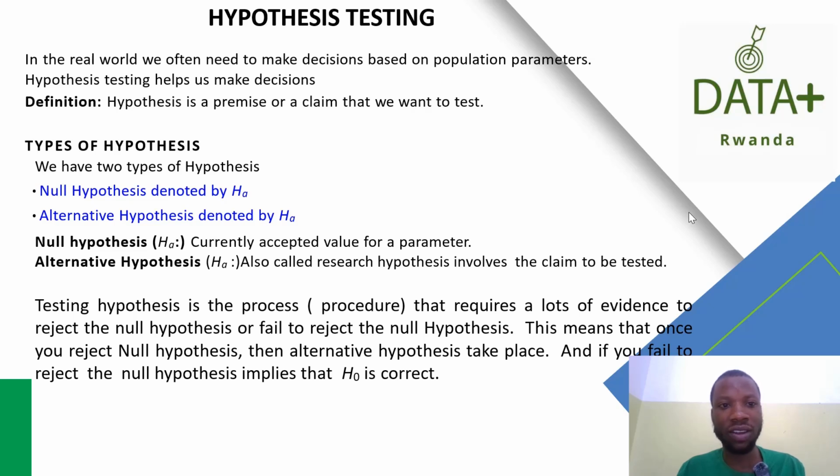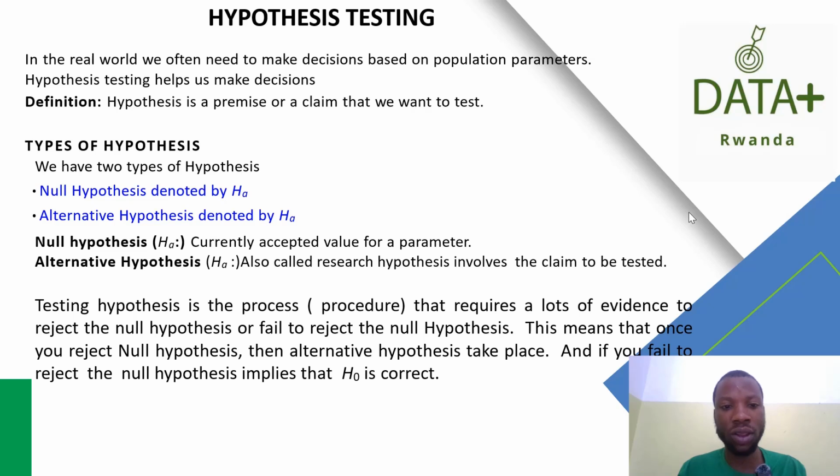And the hypothesis, the definition: it is a promise or a claim that you want to test. It's like they are promising something, or it is a claim that we want to test to see if it is true or not. So the types of hypotheses, we have two types: the null hypothesis and the alternative hypothesis.